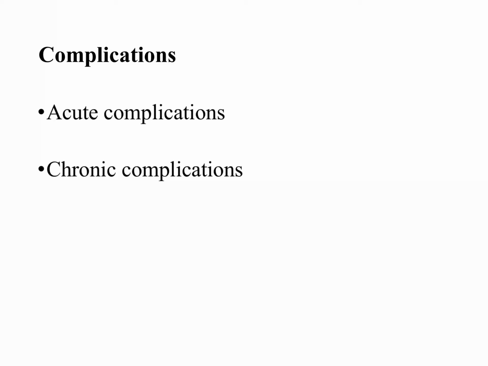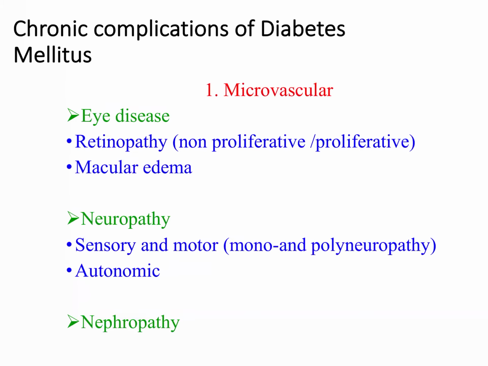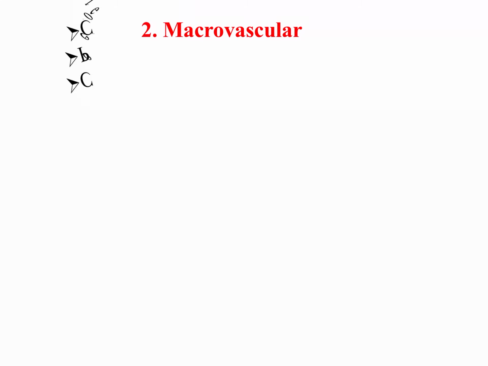Why is it important that we treat diabetes mellitus? Diabetes mellitus has to be treated because it can cause complications. One, acute complications like diabetic ketoacidosis, HHS, that is hyperglycemic hyperosmolar coma, hypoglycemia, and lactic acidosis. It can also cause chronic complications like microvascular complications and macrovascular complications. Microvascular complications, namely eye diseases like retinopathy, macular edema, neuropathy, that is sensory, autonomic, and nephropathy. Macrovascular, coronary artery diseases, peripheral arterial diseases, and cerebrovascular diseases.